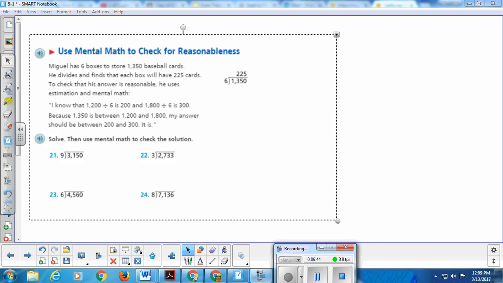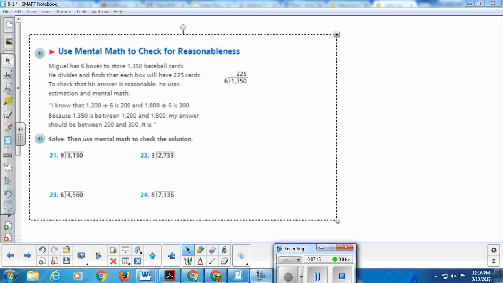So Miguel has 6 boxes to store 1,350 baseball cards. He divides and finds that each box will have 225 cards. To check that his answer is reasonable, he uses estimation and mental math. So he went through the steps, okay? He did digit by digit, he did place value sections, whatever he did. This is how he did his estimation in his head.